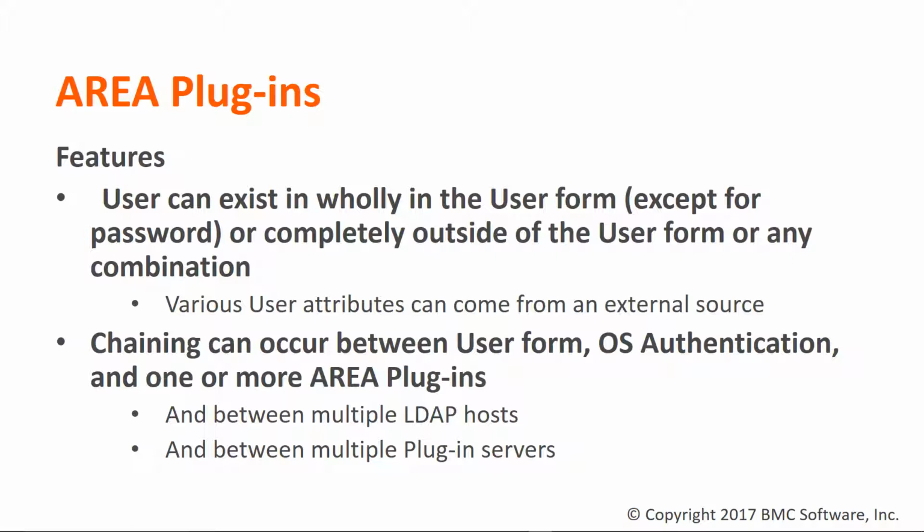And what happens when AR server gets to the point where it makes that plugin call to that plugin server, the plugin server itself will try each one of those in order that they appear. So it might first try area LDAP. And if the user fails there, then it might try your custom SSO plugin. If it fails there, it might try the RSSO plugin. So there's multiple types of chaining that can occur, and they make area plugins fairly complex, but they make them very powerful as well.